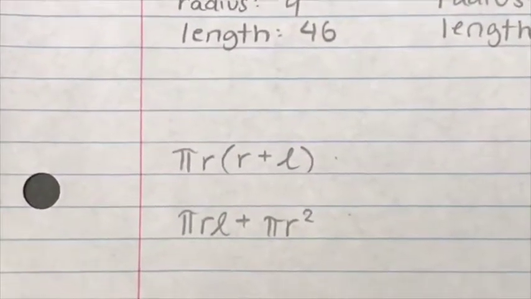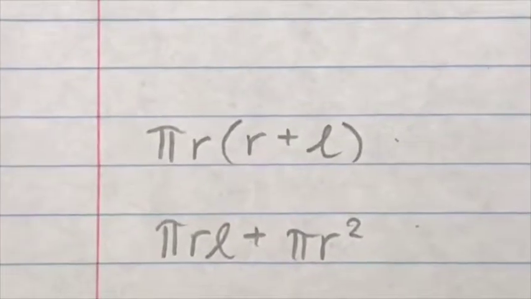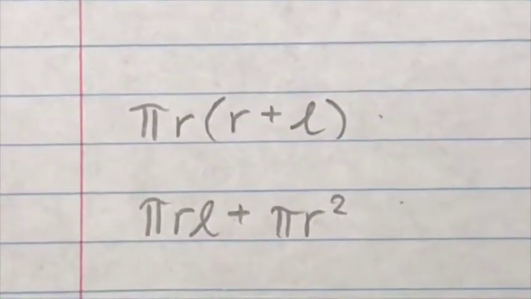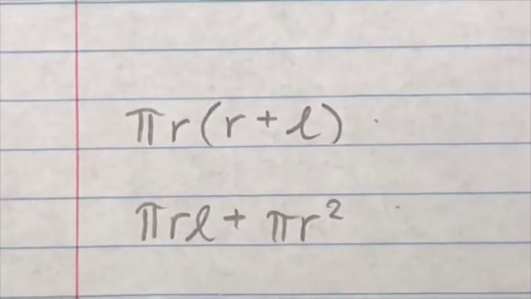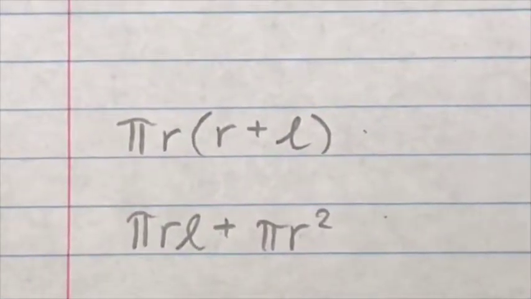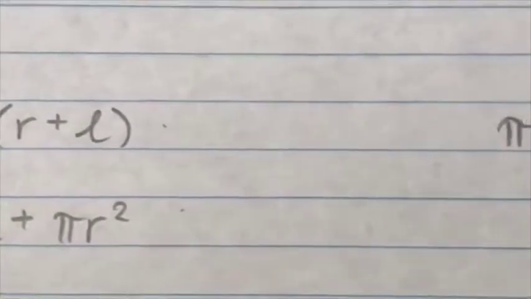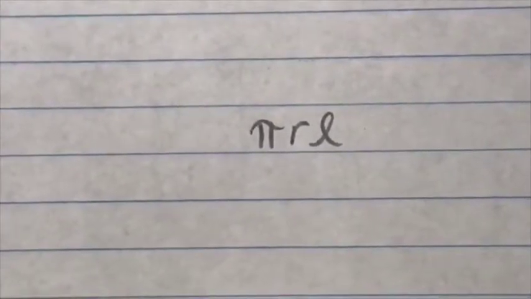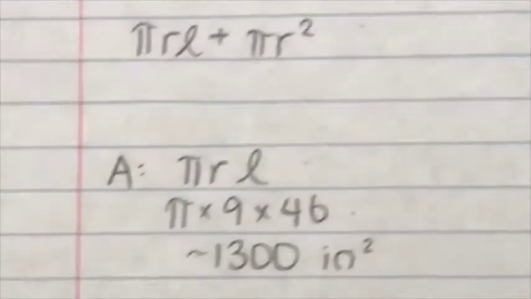To get the surface area, we use the equation pi times radius times the sum of radius plus length. However, we don't need the base of the cone, so we break the equation into pi times radius times length plus pi times radius squared. Then we get rid of pi times radius squared, leaving us with pi times radius times length.